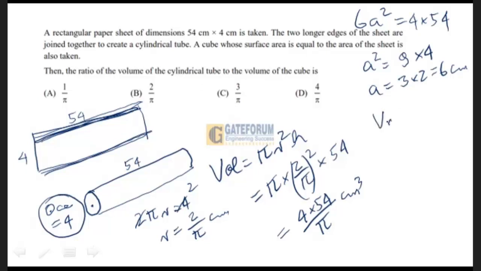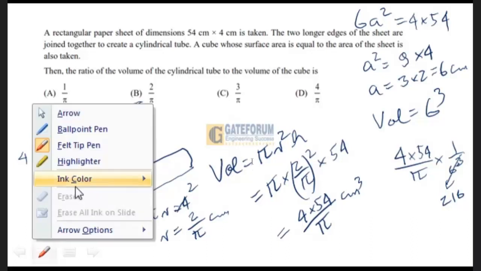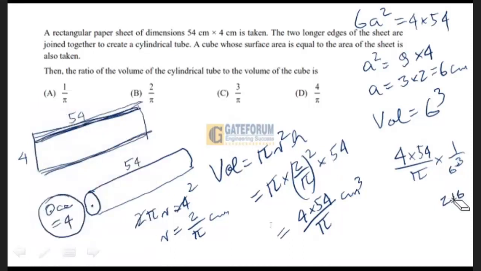Volume of the cube. So the volume of the cube is 6 cube. So you will have to find the ratio of this. The ratio of this would be 4 into 54 by pi divided by 6 cube, that is 1 by 6 cube. 6 cube is 216. Well, I'll keep it as 6 cube only. That is better. We can keep it as 6 cube only. That would be better.